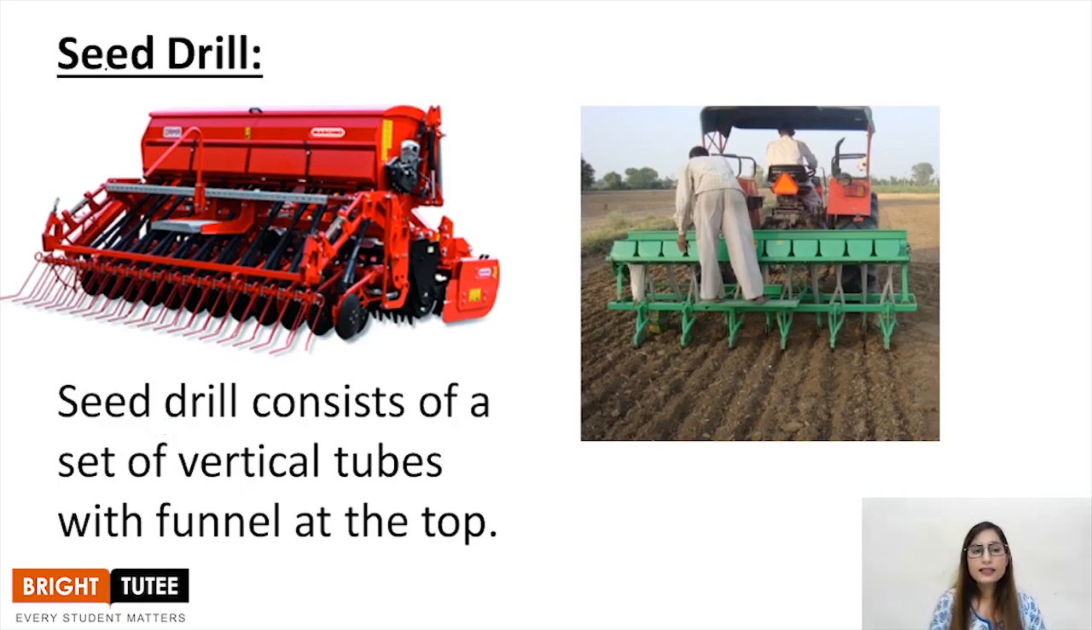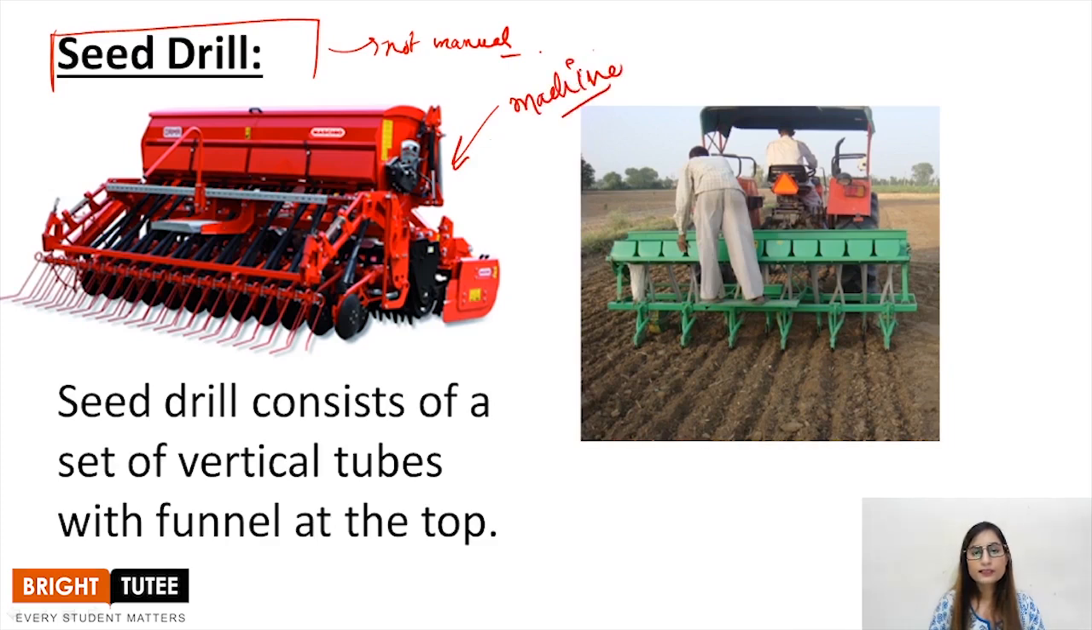Secondly, seed drill. Traditional was basically manual. This is not manual, right? It uses a machine which is used for sowing of seeds. What does this machine do? The seed drill consists of a set of vertical tubes with the funnel at top. There are many vertical tubes as you see, right? From these tubes, seeds come out, right? Seeds come out of these tubes.